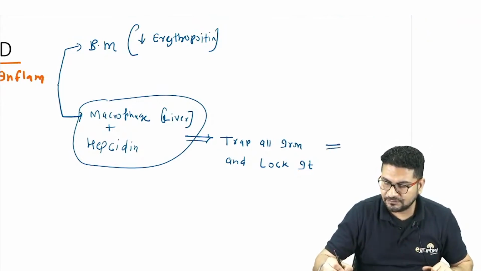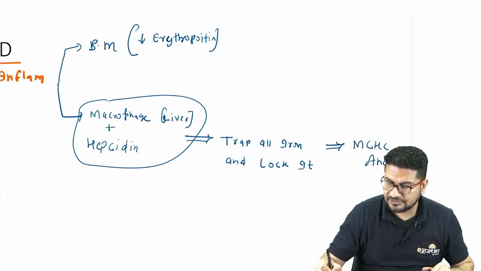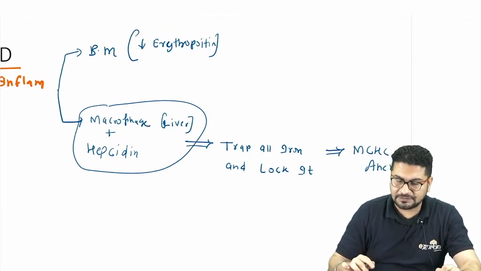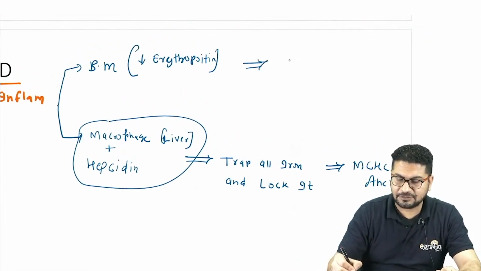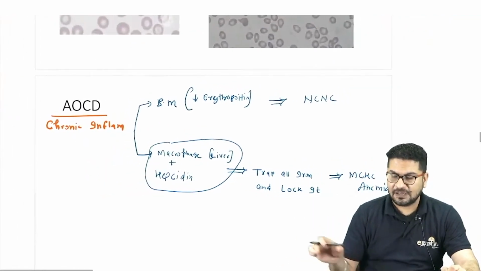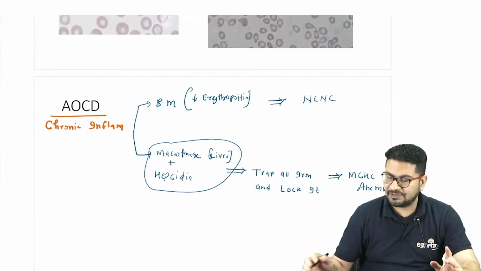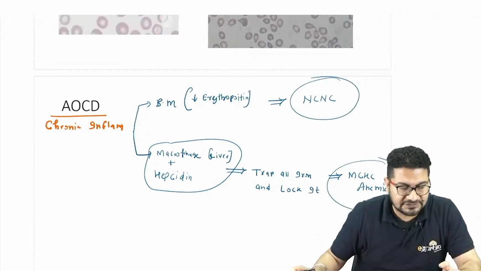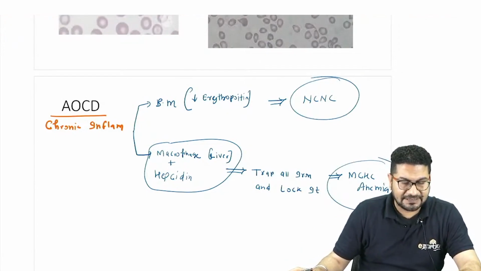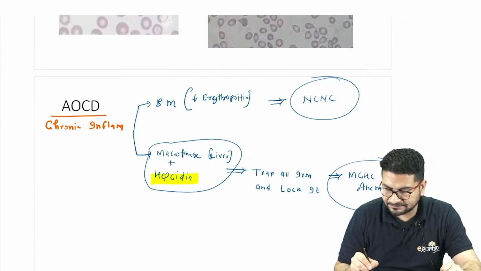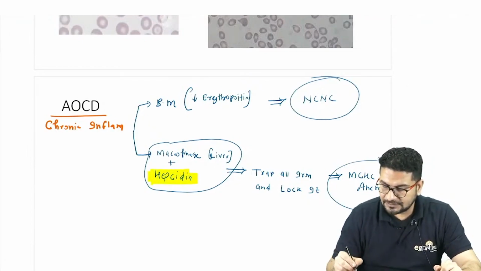So initially you will see microcytic hypochromic anemia, right? And later on you will notice there will be decreased erythropoietin, so you will see normocytic normochromic anemia. My message here is that anemia of chronic disease can be microcytic hypochromic or normocytic normochromic. It can be both. Is it clear? So what you have to remember here is the principal iron regulator, called hepcidin. So there is locking of iron.